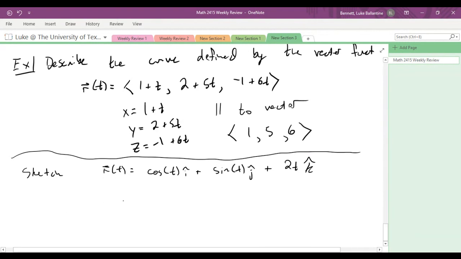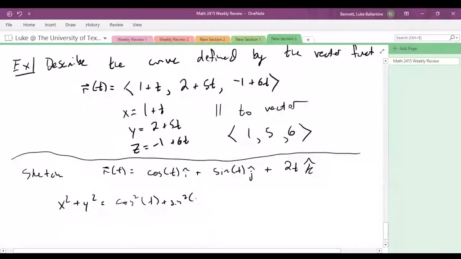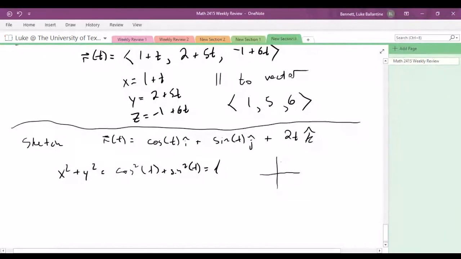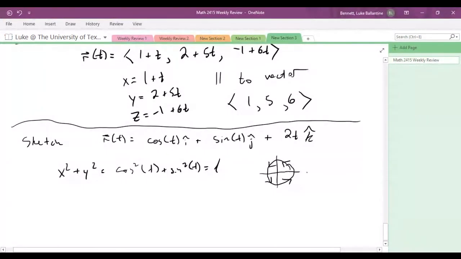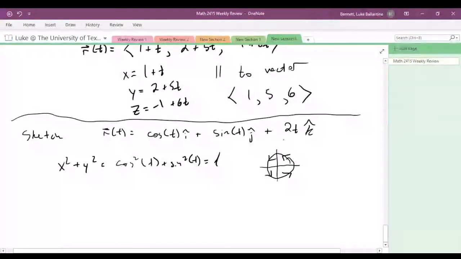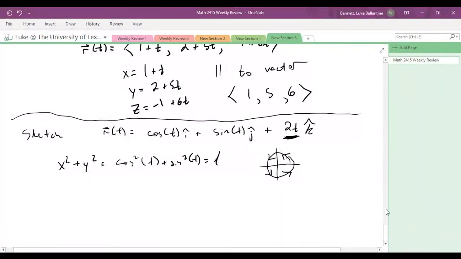Because x squared plus y squared equals cosine squared t plus sine squared t. This always equals 1. That's the Pythagorean identity. So as far as x and y are concerned, we just parameterized a circle going this way. You can check that by plugging in values. But we're going to plug in values as well for the 2t. That just gives it height. That gives it the z component, and it travels in z linearly because this is t to the first.